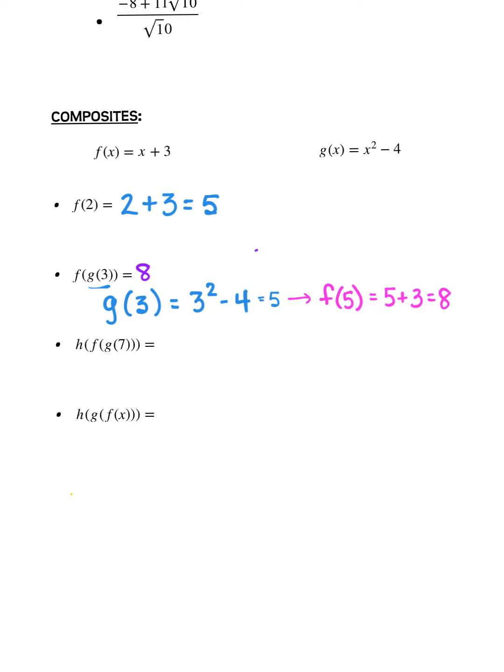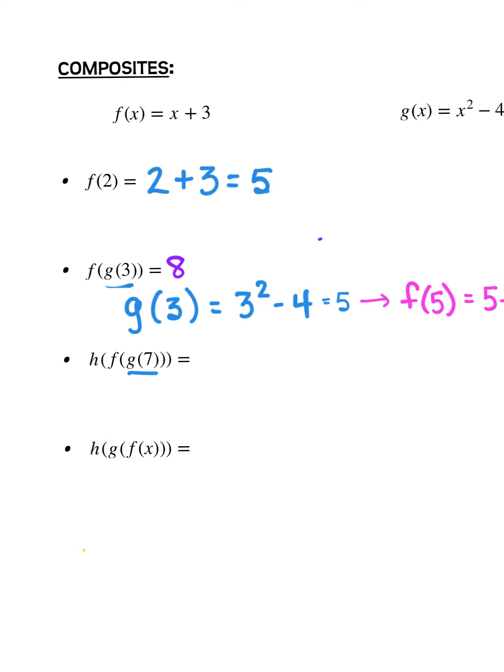Okay, so let's try this next one. I'm going to start on the inside. So I'm going to start with g of 7. G of 7. That's 7 squared minus 4. So 49 minus 4, which is 45.